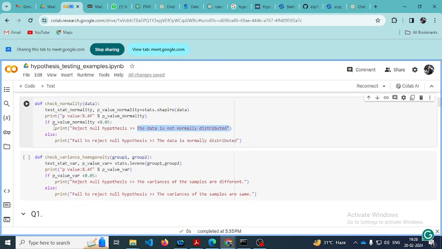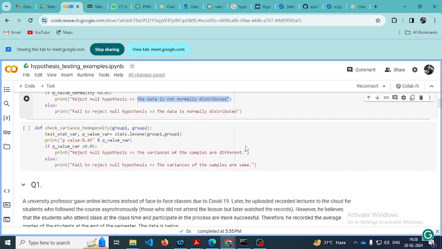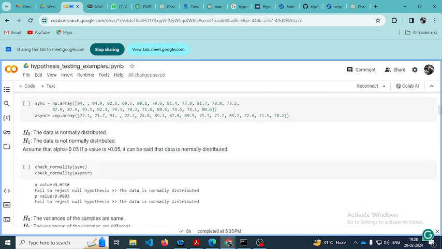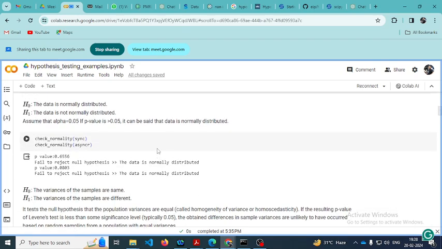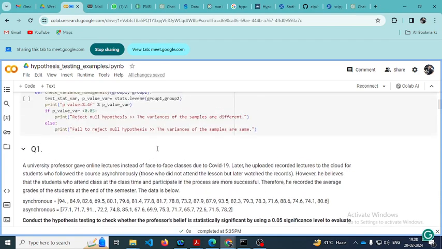Else, what is there if the p value is not less than 0.05? The other case is you fail to reject this null hypothesis. That means there is a possibility the data is normally distributed. That is one assumption you can make based on this data. The second one is you try to check this.